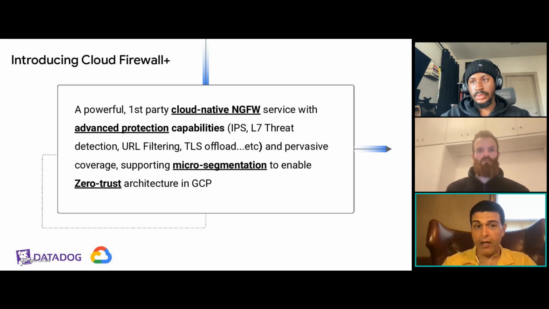Now, what we have done with Cloud Firewall Plus, and Cloud Firewall Plus actually has basically an ancestor, which is Cloud IDS. So last year, we introduced Cloud IDS, which is a first-party Cloud IDS service. Basically, instead of going and deploying a third-party solution for your Cloud IDS that could be deployed for threat detection, or it could be used for your compliance requirements, now you can do everything as a first-party service.